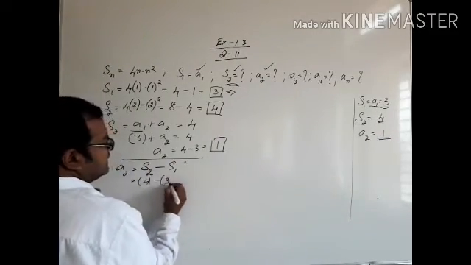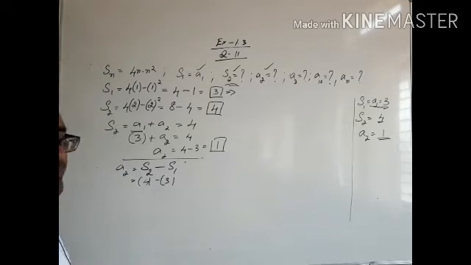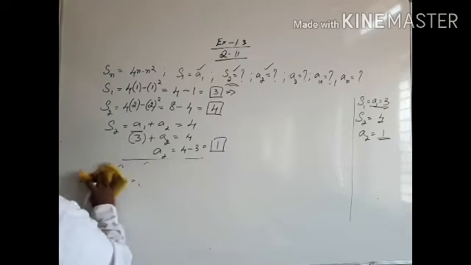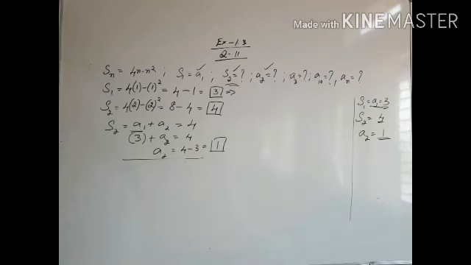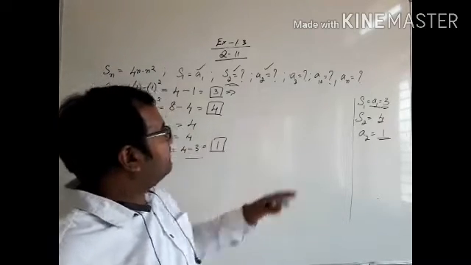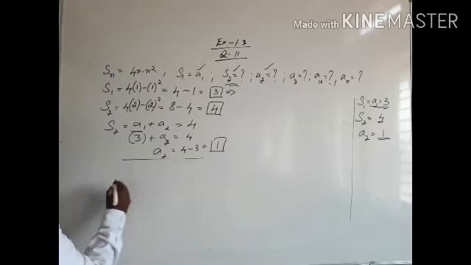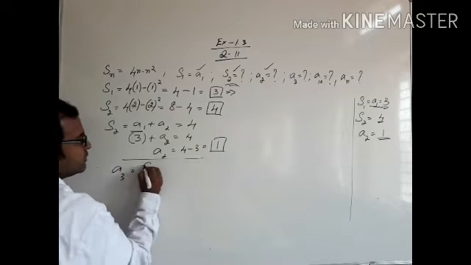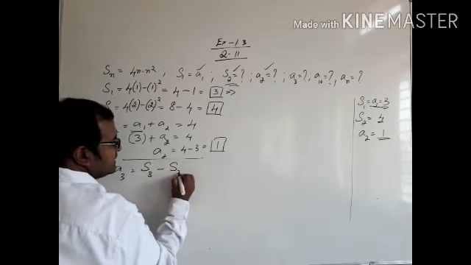4 minus 3 would have given the same answer. This is another method. Anyhow, we will not be using all the methods here. Let's go to the next part. A3. Maybe we can use what I just told you. A3 is equal to S3 minus S2.